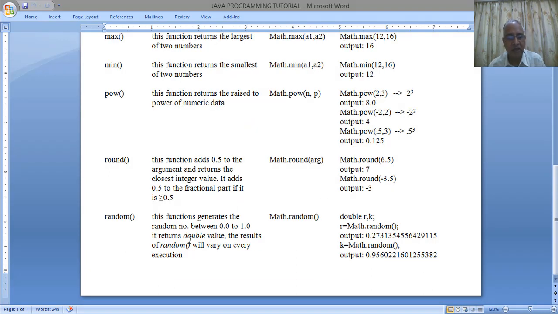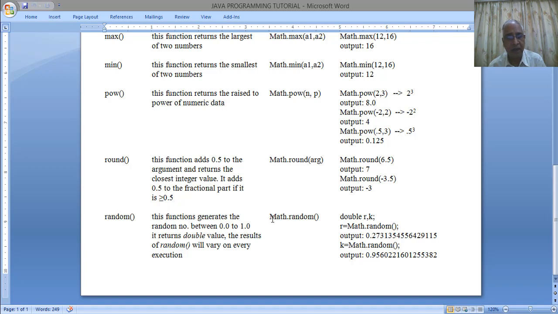Random. This function generates a random number between 0.0 and 1.0, and it returns a double value. The results of random will vary on every execution. Random means generating a random number by the computer, and these are used in lotteries and taking out draws and various such functions which generate random numbers, so that the lucky number or the lucky draws can be taken out. So these functions are used there.